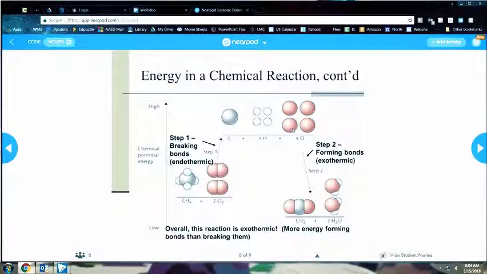Then step 2, we're going to form some new bonds. So we're forming the products. And so this step 2 right here is an exothermic one. So energy is being given off.